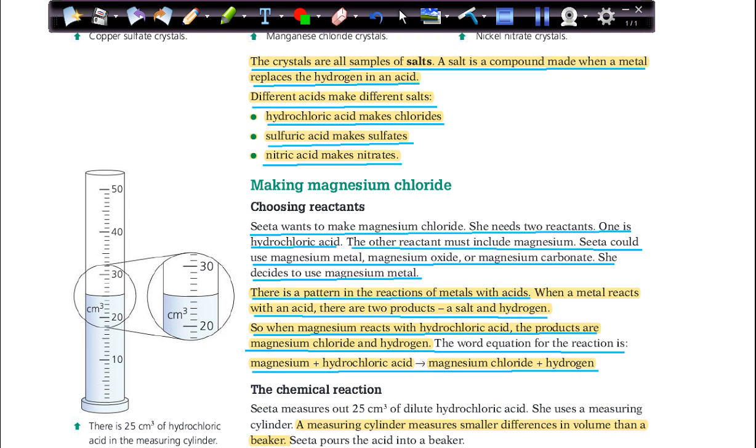The chemical reaction. So when you want to use this metal with the hydrochloric acid, you have to choose equipment and you have to measure the amount of the acid, the volume of the acid, and the amount of the metal, and set up your apparatus for how to do this. So Sita measures out 25 cubic centimeters of dilute hydrochloric acid. She uses a measuring cylinder.